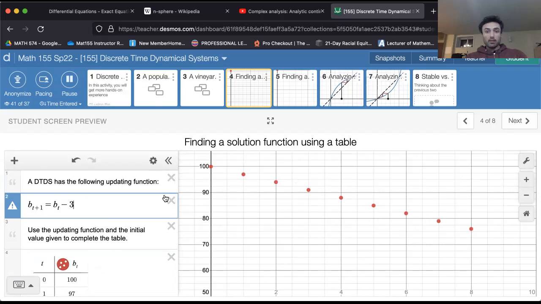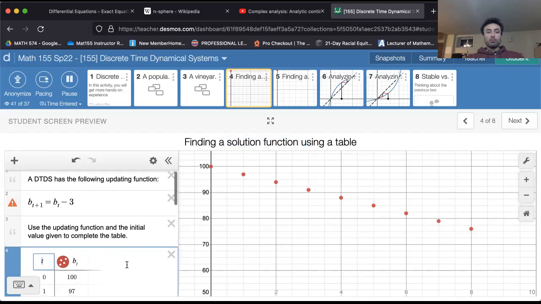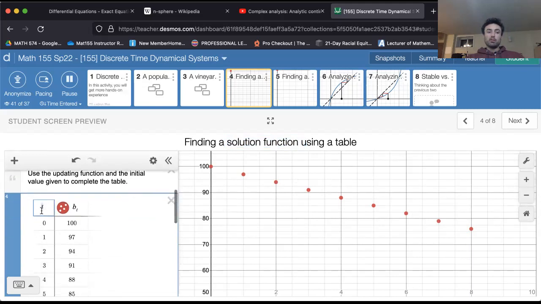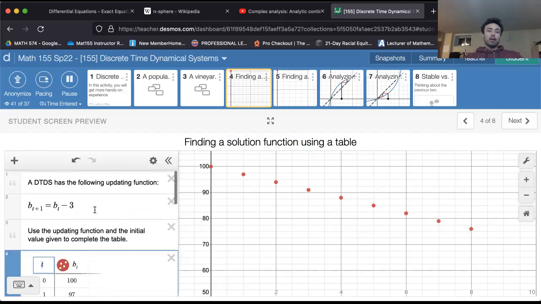I am not plotting my updating function. This is a plot of points on my solution function, right? Finding a solution function. How could I know that? Well, for starters, on my table, my input variable is just t, it's just time. My output variable is b sub t. And that's a dead giveaway that this is a solution function.